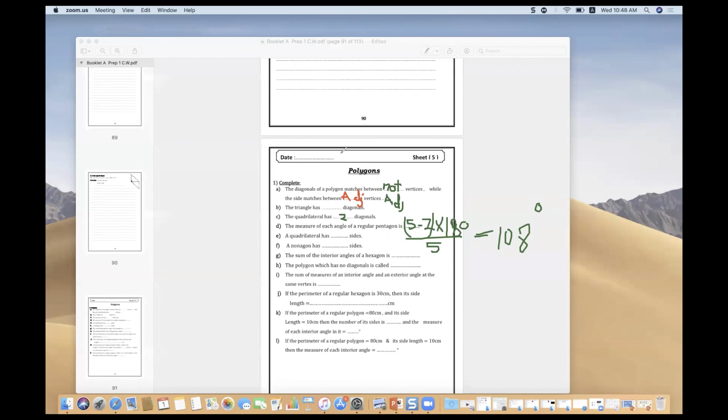The quadrilateral has how many sides? It's very easy, I think. 4. Yes. Nonagon, 9. Yes.